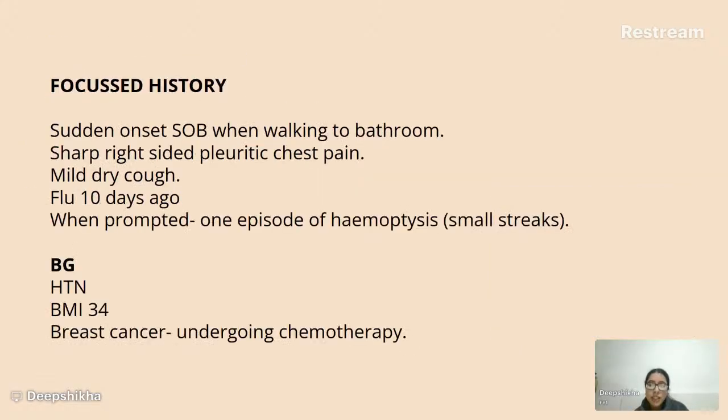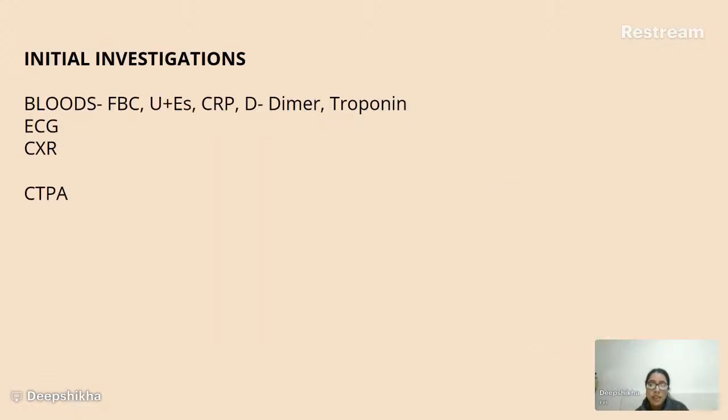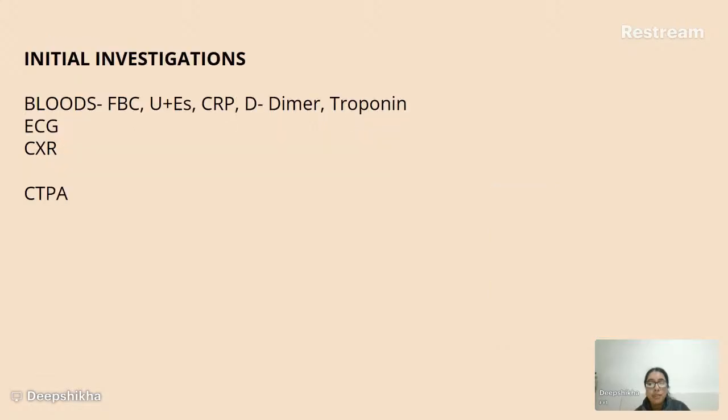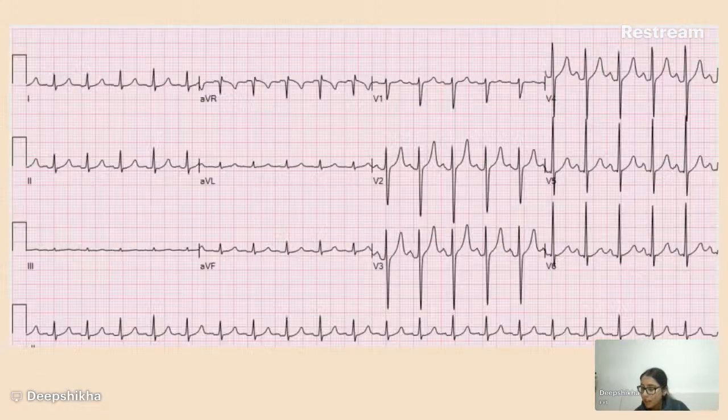At this stage, after doing the history and A to E assessment, you send off the bloods. You do the FBC, CRP, D dimer as well. I think at this stage as an FY1, you would send off the bloods, but they take a while to come back. In the meantime, of course, you would do all your bedside investigations, so your ECG, your chest X-ray, and consideration of CTPA as well. As an FY1, I think that's big red flags for a pulmonary embolus. You do the ECG.